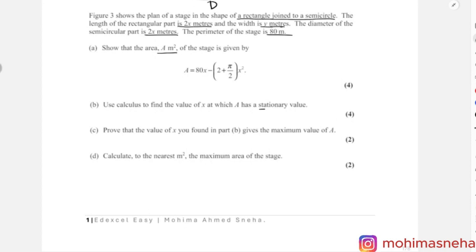Okay, now for this stationary value, I know that at a stationary value, at a turning point, at a maximum point, at a minimum point, the differentiation for that equation is going to be equal to 0, right? So they wanted to find out the value for x when the area is stationary, which means that the differentiation of this area with respect to x is going to be 0 for this stationary point. So it's quite easy at this part.